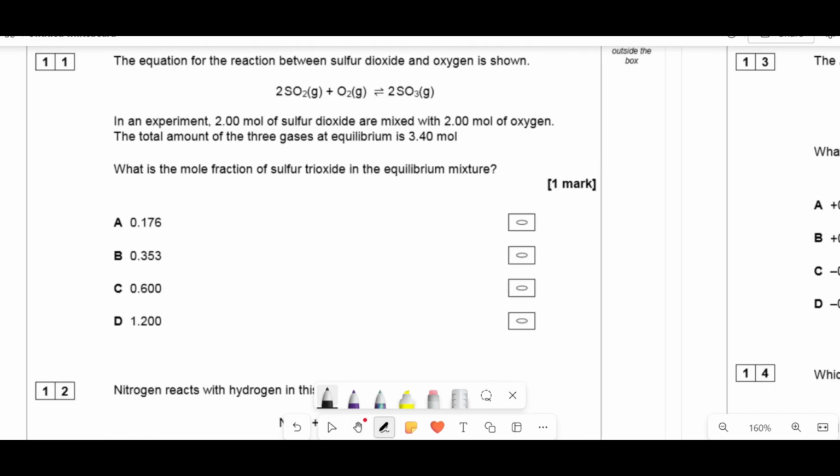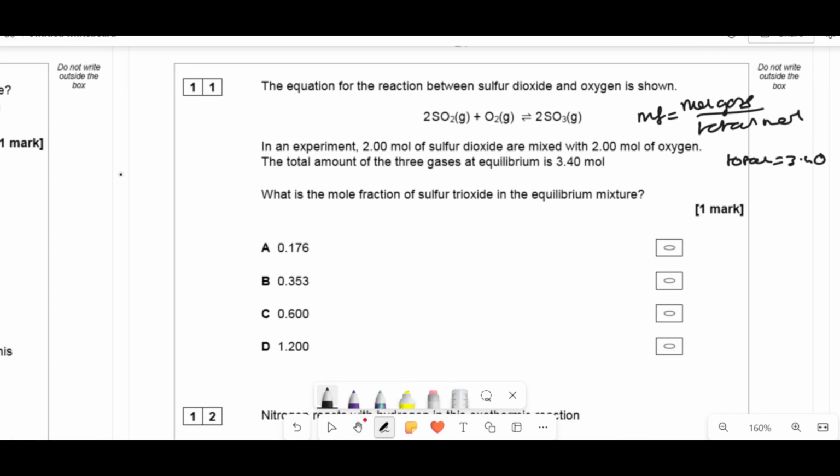There you go. Now it says the equation for this reaction between sulfur dioxide and oxygen is shown. In an experiment, 2 moles of sulfur dioxide are mixed with 2 moles of oxygen. The total amount of the 3 gases at equilibrium is this. What is the mole fraction of sulfur trioxide in this equilibrium mixture? So it's a multi-step bit here. Mole fraction, remember, is the moles of the gas over total moles. So we know that the total amount at equilibrium is going to be 3.4. So we know total equals 3.4, but we don't know how much sulfur dioxide decreased and how much of these ended up being made, right?